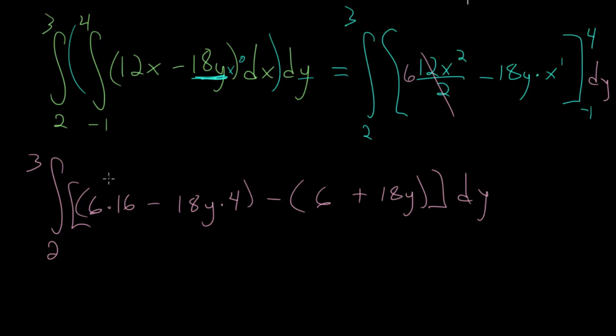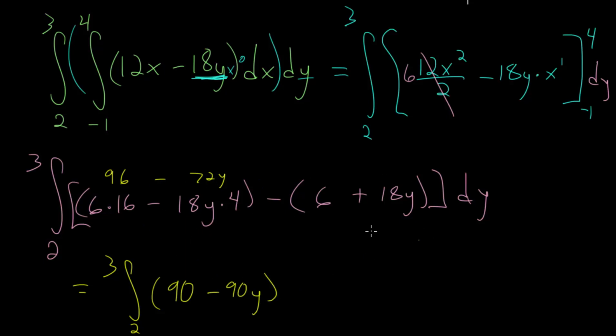This 6 times 16, that is just 96. 4 times 18 would be 40 plus 32, that's 72y, and we're subtracting that. Over here it's already simplified. So we have 96 minus 6. We'll just rewrite the bounds for the outer integral. We have then 90, and we have minus 72y minus 18y, which would be minus 90y.